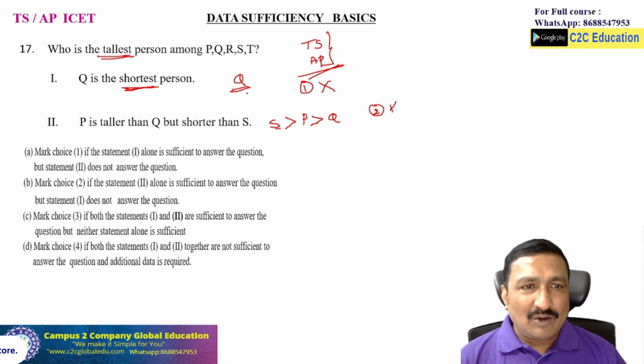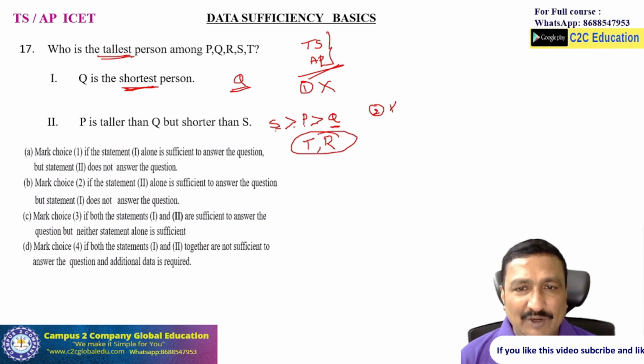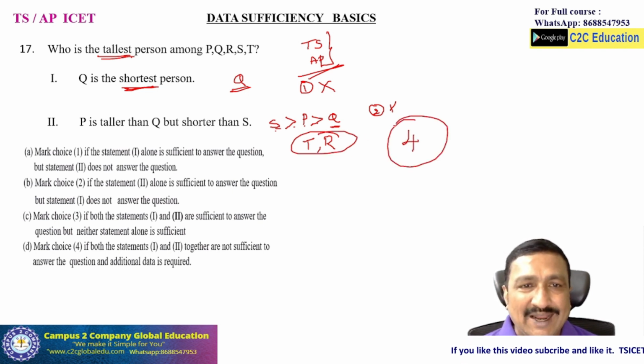While combining also, Q is the shortest, okay, fine. P is taller than Q, fine. S is taller than P, fine. But how many people are there? 5 people. So even when we combine, we don't know about T and we don't know about R. So for the remaining 2 people we don't know. That's why the answer is the fourth option. We cannot decide this one because we don't have information about the remaining 2 people. So clearly by using common sense, we cannot decide the tallest person.